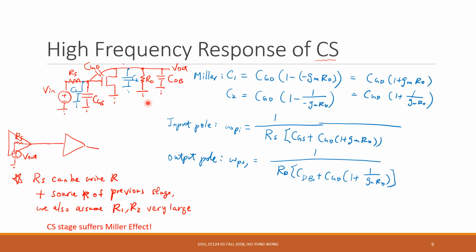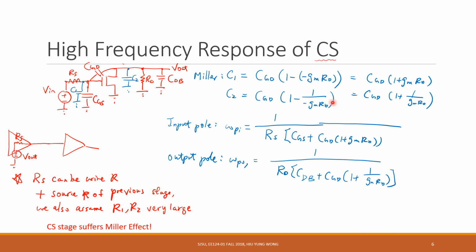Similarly, we do this for the output node. At the output node, we have an RD, and some of you will claim, hey, we also have r0. Here we assume r0 is very large, infinity; otherwise, it will be RD in parallel with r0. So this is only RD here. And then for capacitance, we have CDB, plus CGD times 1 plus 1 over gmRD.